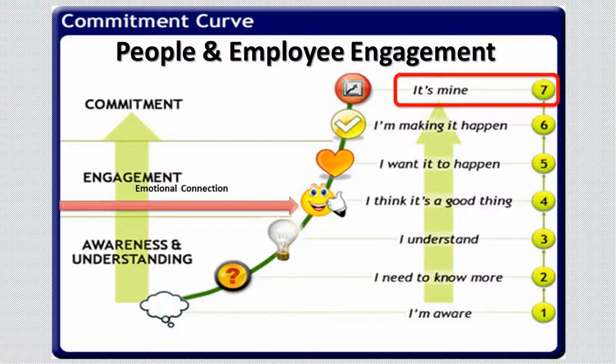Only once there's that emotional connection and they think it's a good thing, will they want it to happen. It's not because they have to do something, it's because they want to do something. After that, they still have to go over into activity. They've actually got to step out on the water and make it happen. And then lastly, it will manifest. The goal, the vision, the desire will only manifest after all these steps have been taken.